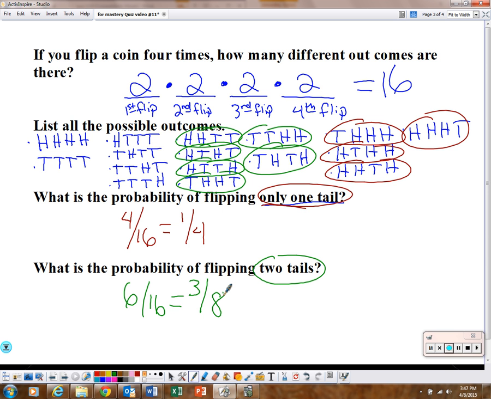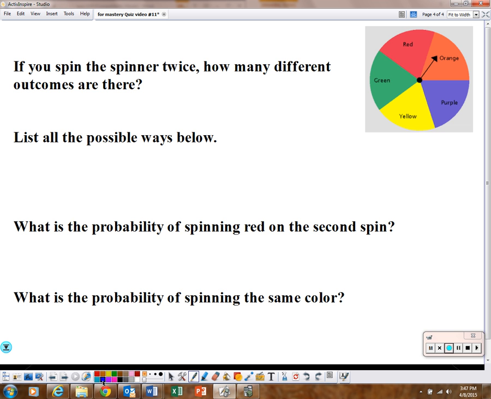All right, one more scenario. If you spin the spinner twice, how many different outcomes are there? All right, well, we have red, orange, purple, yellow, green, and they are all the same size. So each has an equally likely chance of happening. So we're going to spin the spinner twice.